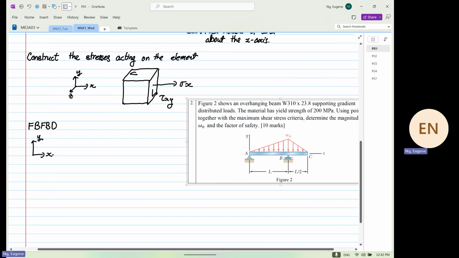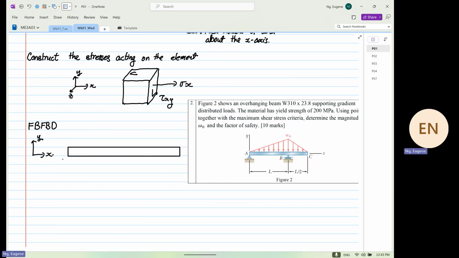If you look at the structure, you have point A, point B, and point C. So this is my point A, and over here, this is my point B. Why are we going to do this? Because we need to find the reaction at point A and point B. Now let me ask you a question. What is the purpose of finding the reaction?